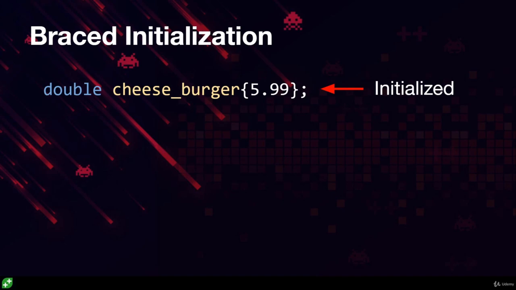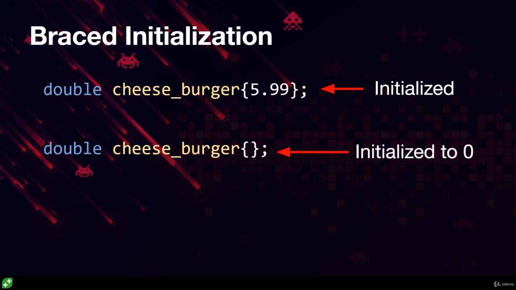We can also use braced initialization with empty curly braces. This still initializes cheeseburger. It gets a default value of 0. The integer and floating point types will be initialized to default values of 0 whenever we declare them using braced initialization like this. So this brings us to our challenge.